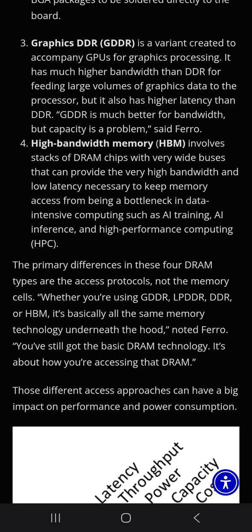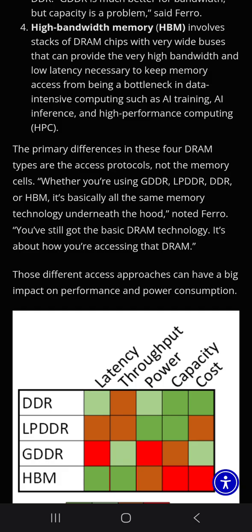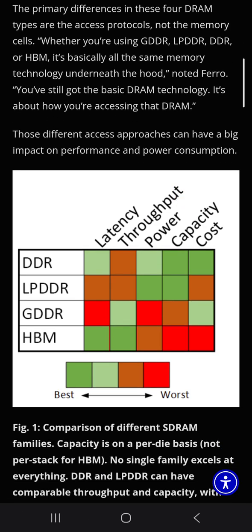The primary differences in these four DRAM types are access protocol, not the memory cells. Whether you are using GDDR, LPDDR, DDR, or HBM, it's basically all the same memory technology underneath the hood, noted Farrell. You've still got the basic DRAM technology. It's about how you're accessing that DRAM. Those different access approaches can have a big impact on the performance and power consumption.